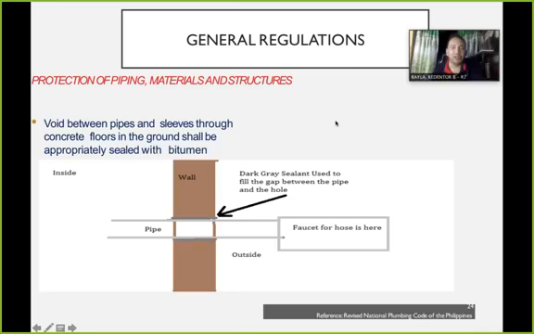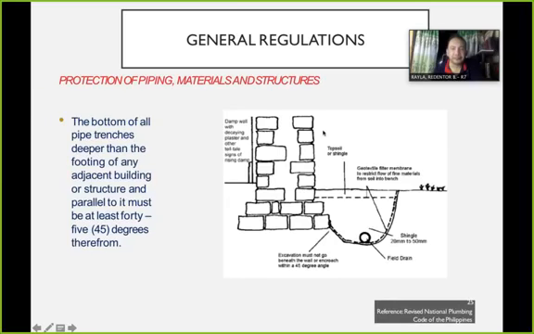So you have the bitumen. Another protection of piping material and structure. So you have a drain, you have a shingle. The bottom of all pipe trenches deeper than the footing of any adjacent building or structure must be at least 45 degrees. So 45 degrees here.